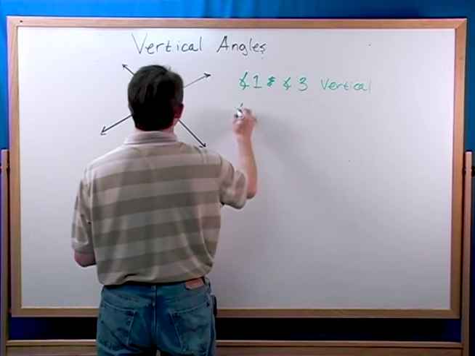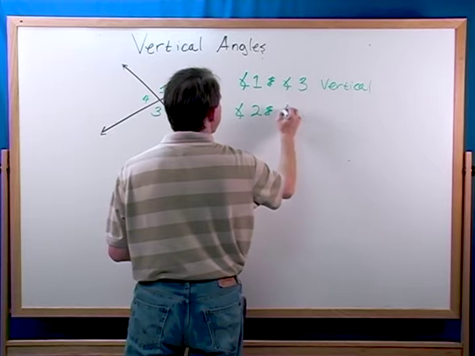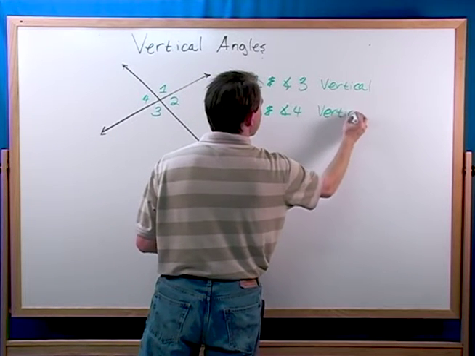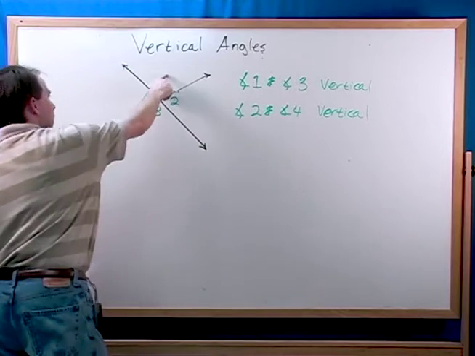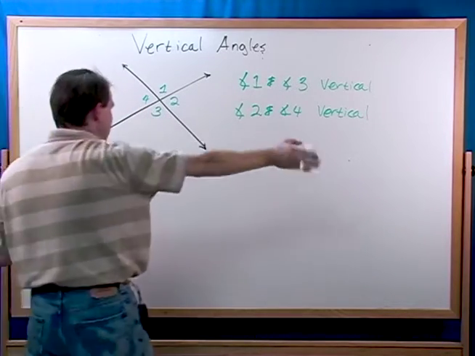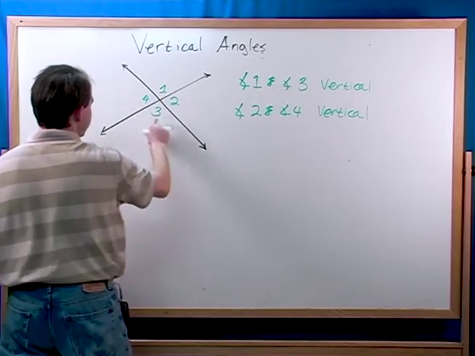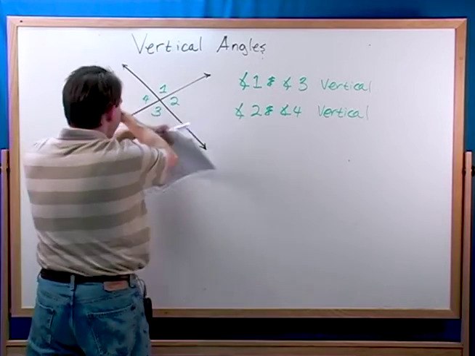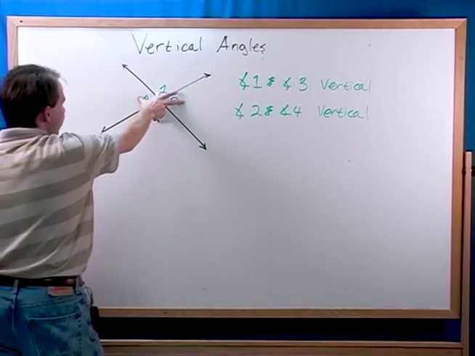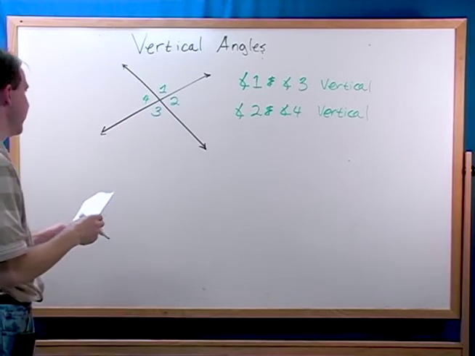And angle 2 and angle 4 are vertical. Okay, so 1 is vertical with 3, 2 is vertical with 4. I'm not saying anything at all about 1 and 2 or 3 and 4. All I'm saying is that when you crisscross two lines, the ones that are opposite each other are vertical together, and these are vertical together. Okay, that's all that's saying.